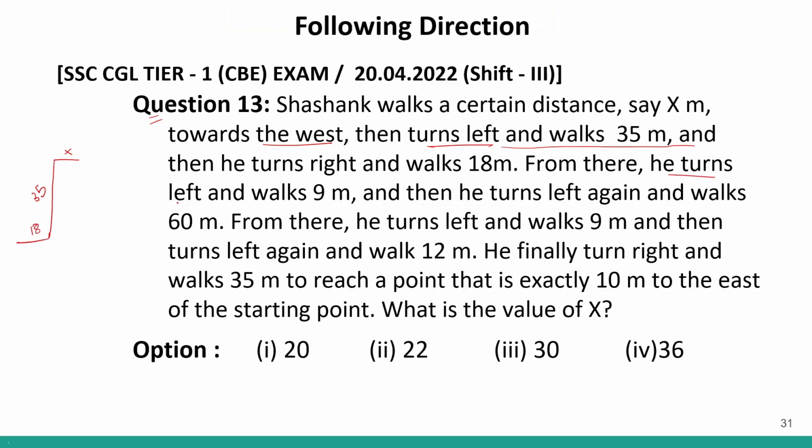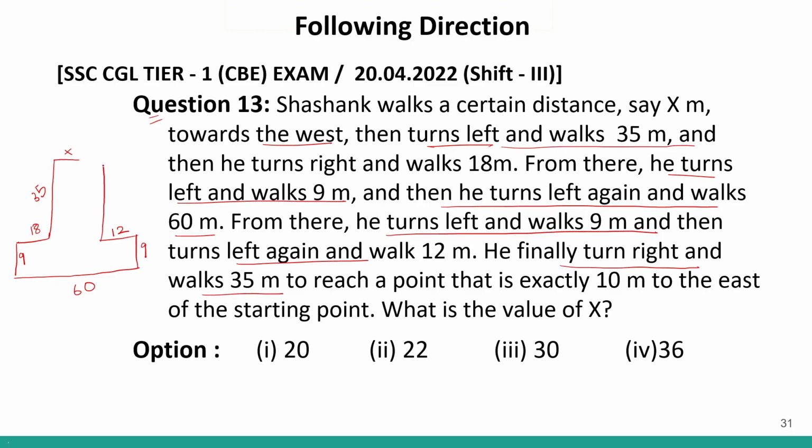From there he turns left and walks 9 meters. So left will be this direction, 9 meters. And then he turns left again and walks 60 meters. From there he turns left and walks 9 meters. So left will be this direction, 9 meters. Then he turns left again and walks 12 meters. He finally turns right and walks 35 meters.